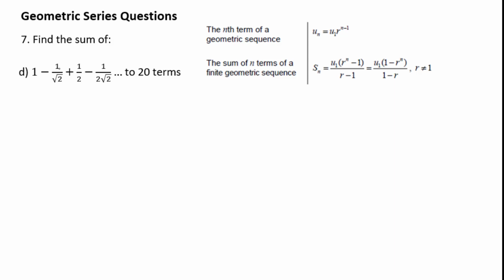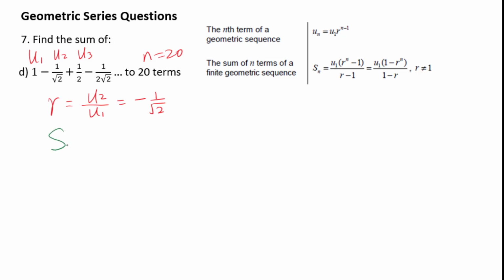Let's go to number 7, D. 1 minus 1 square root of 2 plus 1 over 2 minus 1 over 2 square root of 2 to 20 terms. We know this is u sub 1, u sub 2, u sub 3. N equals 20. For the common ratio, we will use u sub 2 over u sub 1. That is negative 1 over square root of 2.